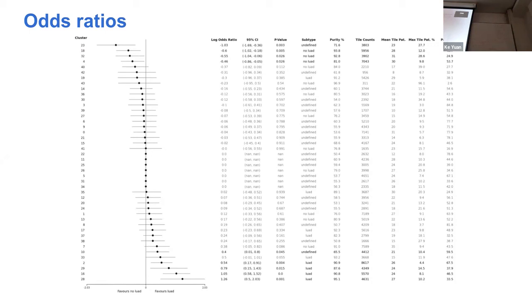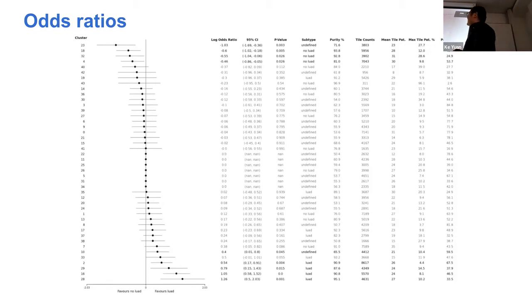Question number 3, for example, is differentially expressed in this particular image, right? But we still don't know what cluster 23 means. Yeah, I will get to that. I was going to ask.